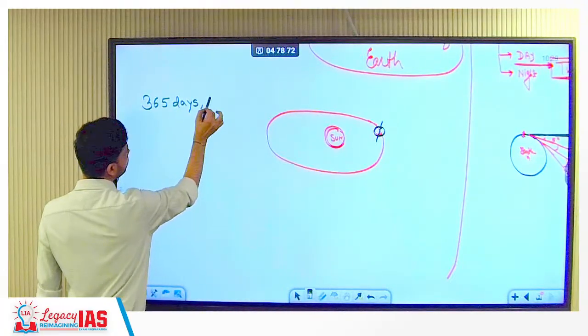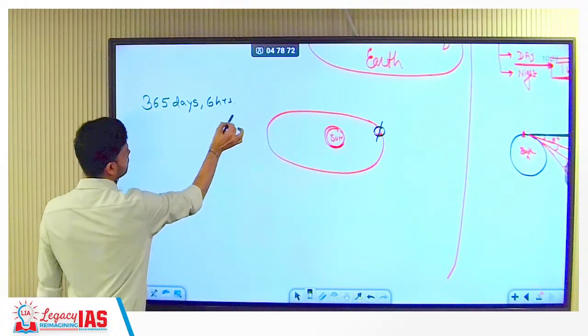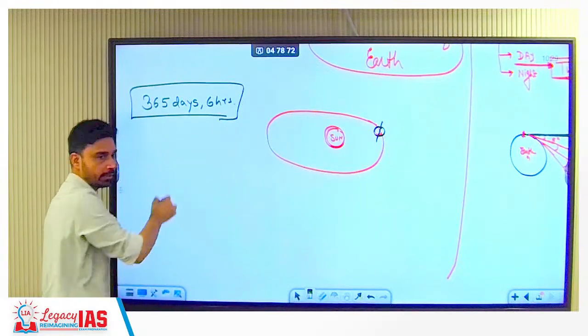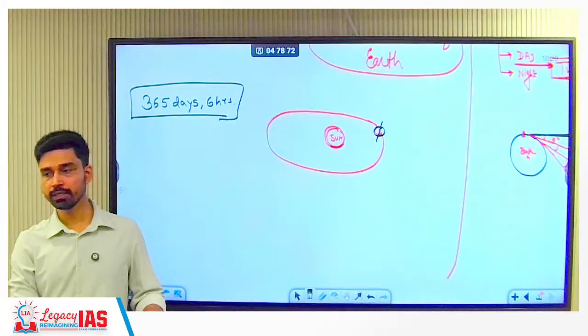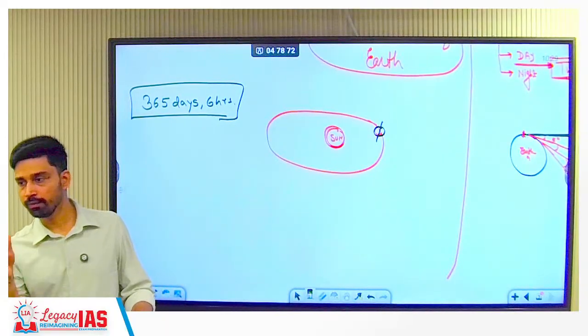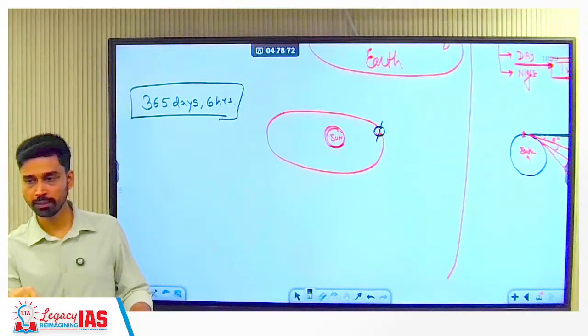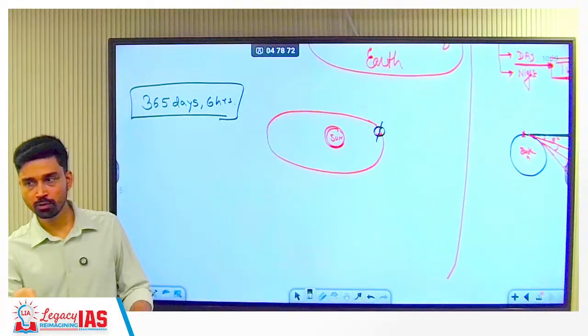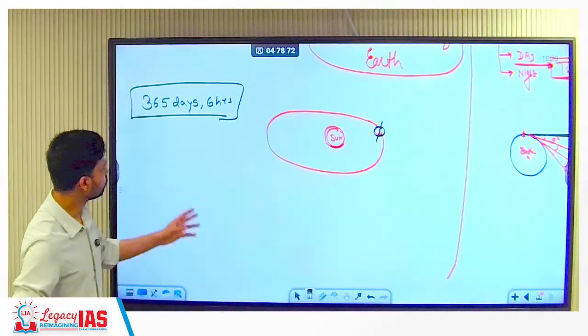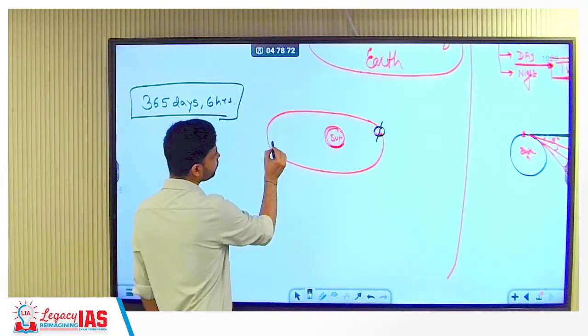365 days and what else? 6 hours. This is the exact time taken by Earth to complete one revolution. So 365 days we have classified into a year, and then we have 6 hours to keep on accumulating, and at the end of 4 years what do you have? 24 hours. That is one day added in the month of February, which we call a leap year. So 365 days.